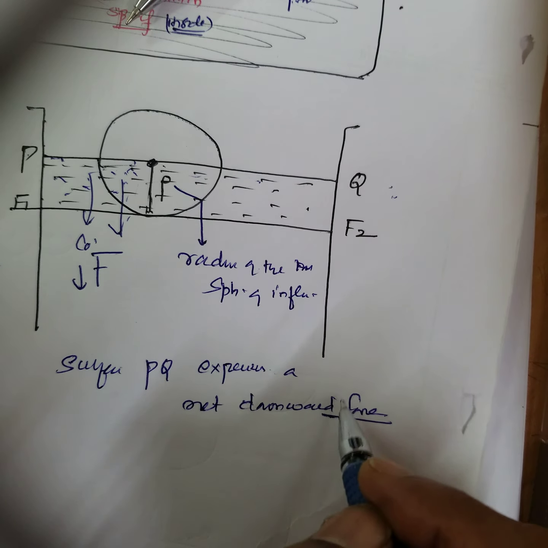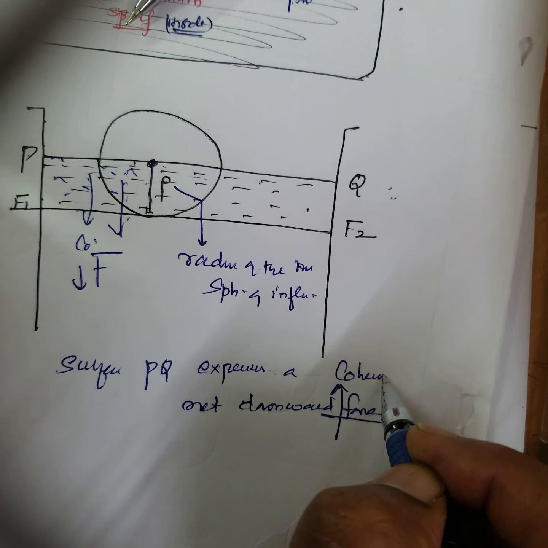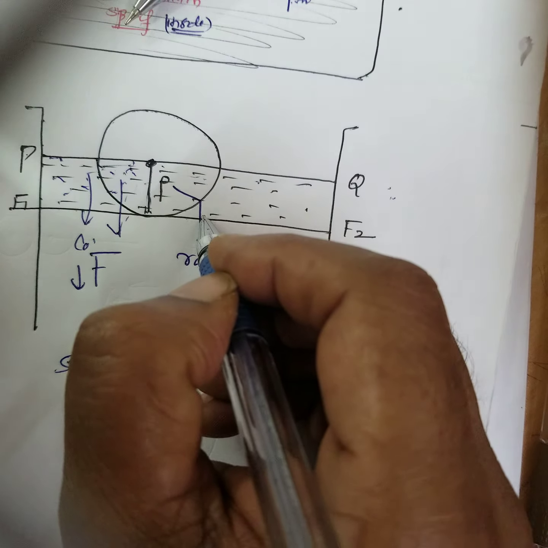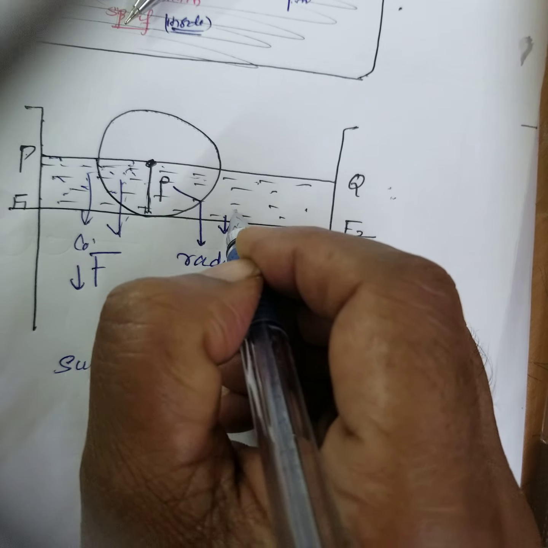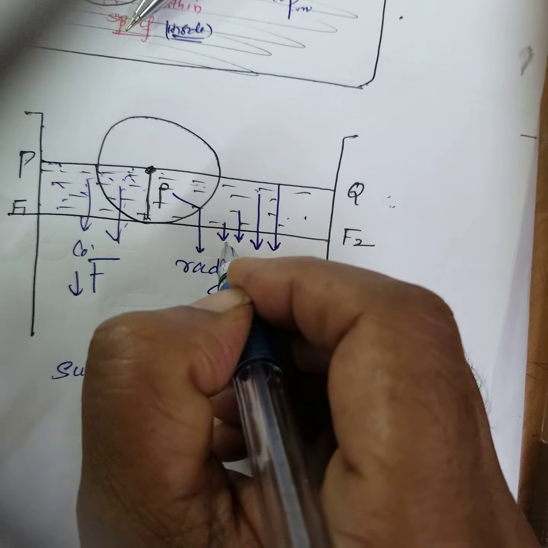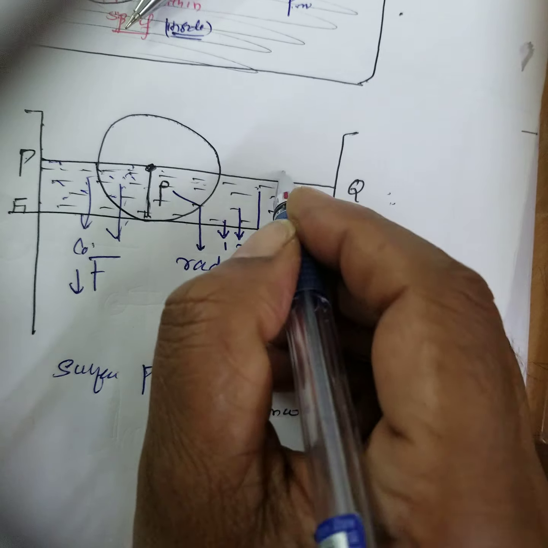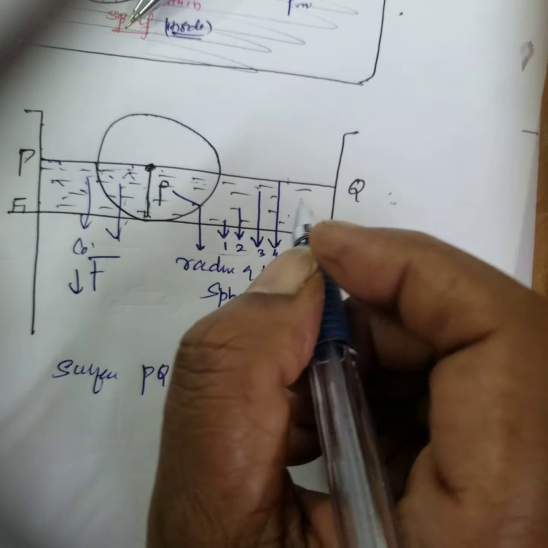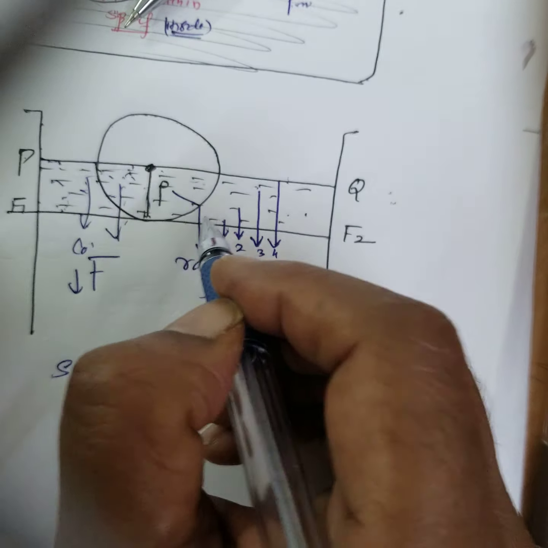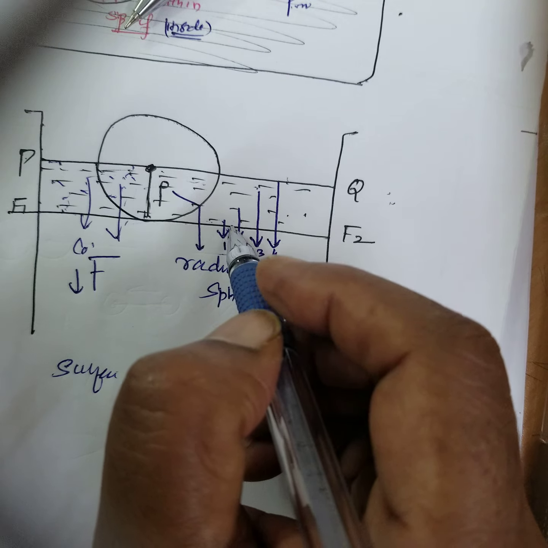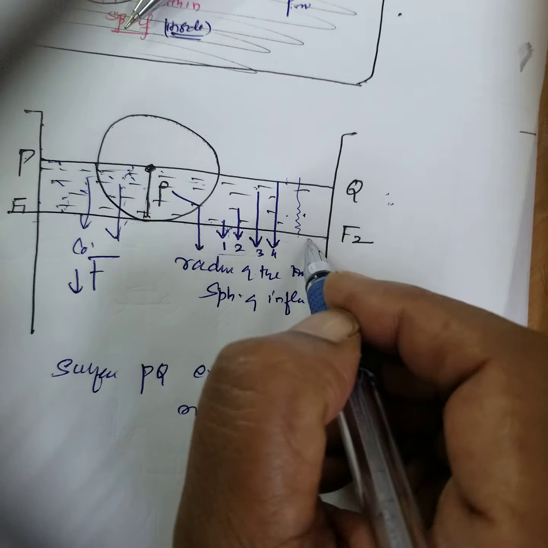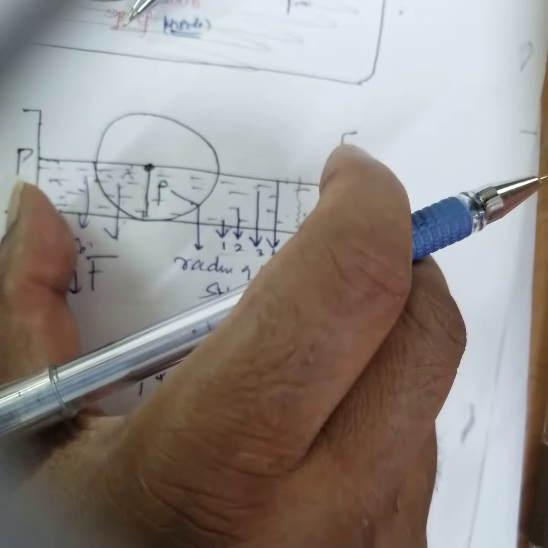What does downward force mean? Net downward cohesive force, right? If you see the magnitude, here its magnitude is this much, here the magnitude is more, and here the magnitude of the cohesive force is more. Here 1 unit, 2 unit, 3 unit, 4 unit, 5 unit, like that. That means the magnitude of the cohesive force increases as you move from this surface to this surface.